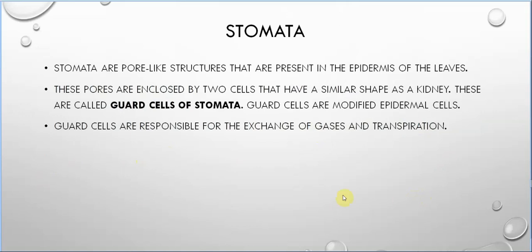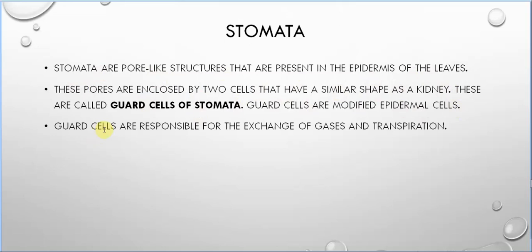Then next comes stomata. What is a stomata? Stomata are pore-like structures that are present in the epidermis of the leaves. These pores are enclosed by two cells that have a shape similar to a kidney. These are called guard cells of stomata. Guard cells are modified epidermal cells. So stomata contain guard cells which ensure that there is no unnecessary water loss from the plant body.